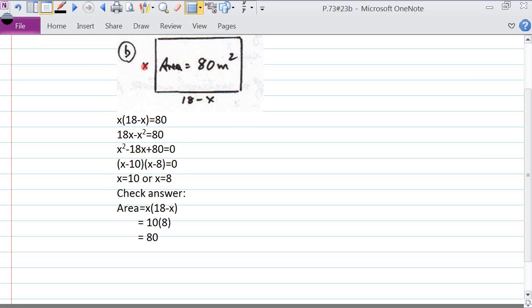Well, if x is 10, 18 minus 10 is 8. So you have 10 and 8, and if you reverse it and you make this 8, then this has to be 10. So we check the answer. One of the dimensions is 10. The other is 18 minus x, which is 18 minus 10, which is 8. And the product is 80.